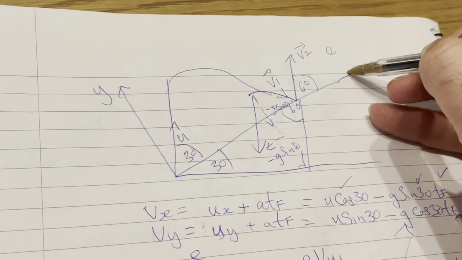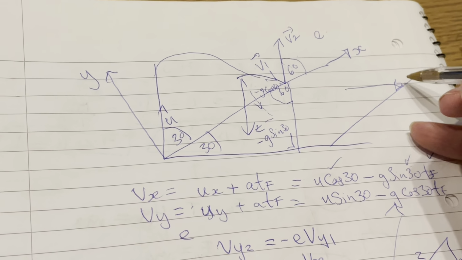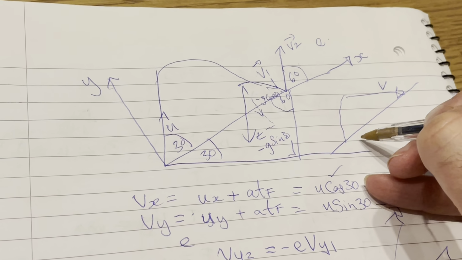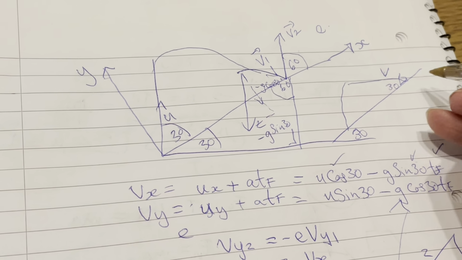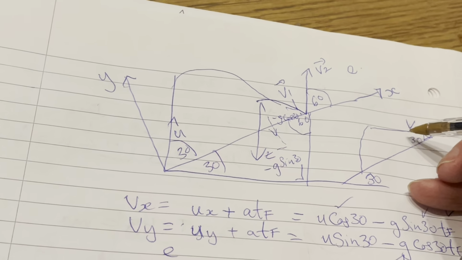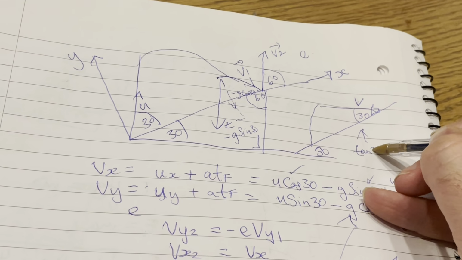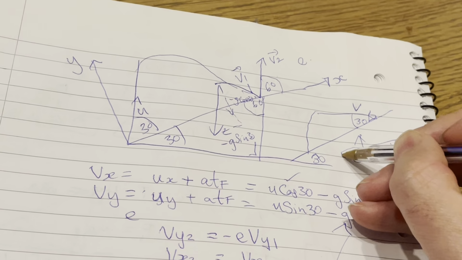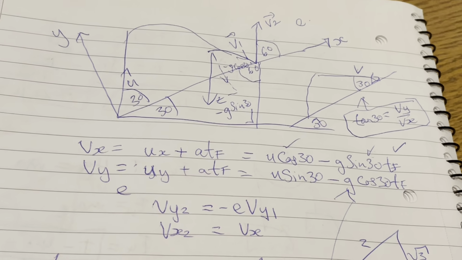And another one they'll give you is if it lands horizontally, so it goes like that. If it lands horizontally, then you know the velocity is horizontal. So if that's, say, 30 degrees, then that's also equal to 30 degrees. So if it lands horizontally, then you can use that to say tan of 30 is equal to Vy over Vx. That gives you a relationship and an equation for Vy over Vx. So there's just a few possibilities that you get with projectiles.